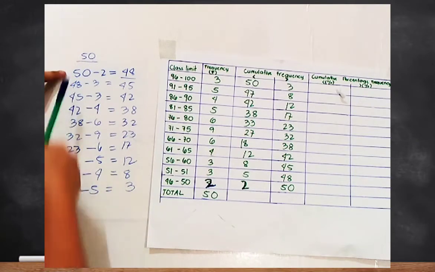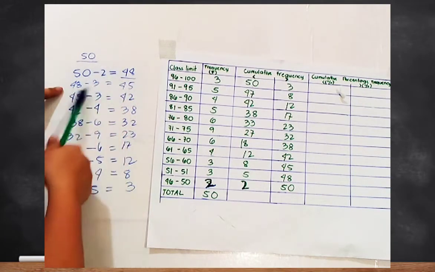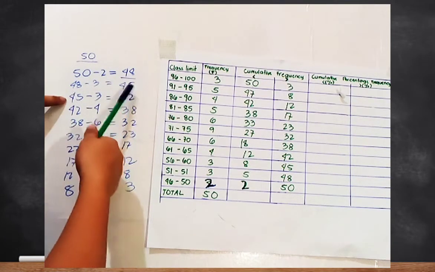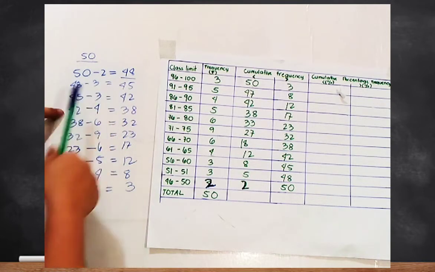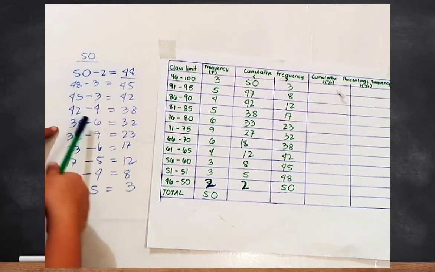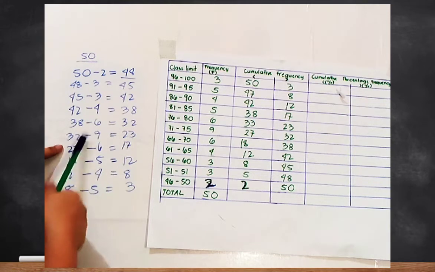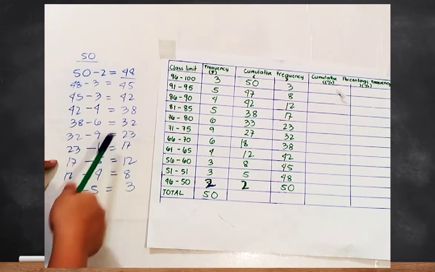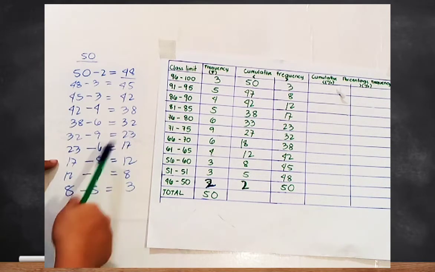So we have 50. 50 minus 2 is equal to 48. 48 minus 3 is equal to 45. 45 minus 3 is equal to 42. 42 minus 4 is equal to 38. 38 minus 6 is equal to 32. 32 minus 9 is equal to 23.